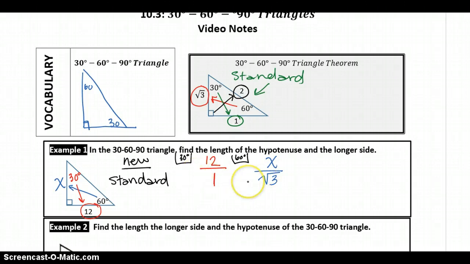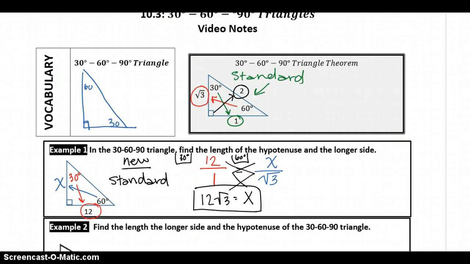We have two ratios, two fractions that have to be equal to each other because these are similar triangles. So in order to solve for x, we just need to cross multiply. 12 times root 3 is 12 root 3. We can leave this in radical form. And 1 times x is x. So x, or the length of our longer side, is 12 root 3.